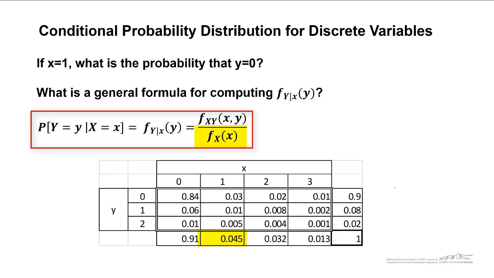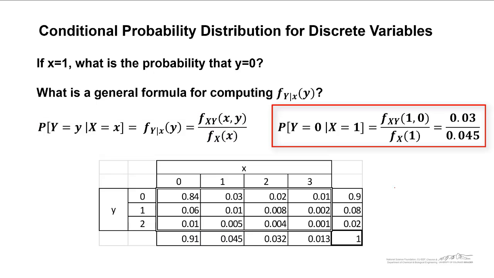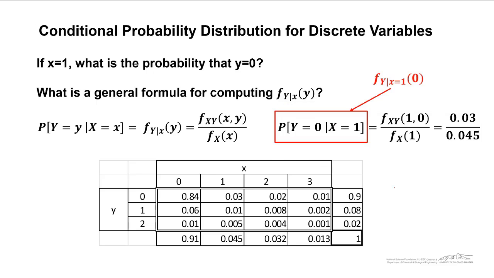Fx of 1 is the sum over all y's for when x equals 1, and that's 0.045. And when we did that, we came up with the following computation, and that was 0.67. Again, this is the probability that y equals 0, given that x equals 1. We write that as f sub y given x equals 1 as a function of 0. So our y value is 0.